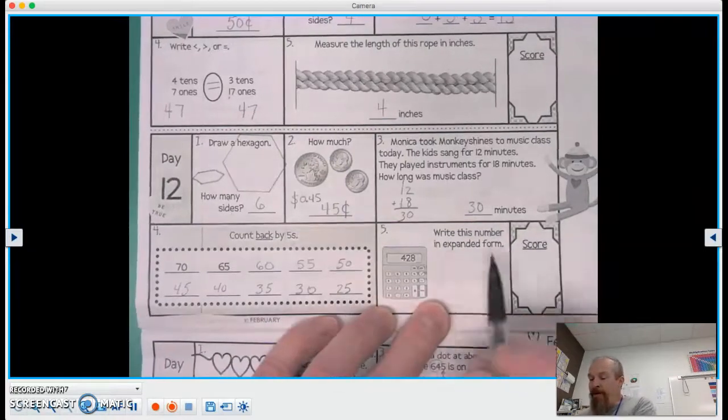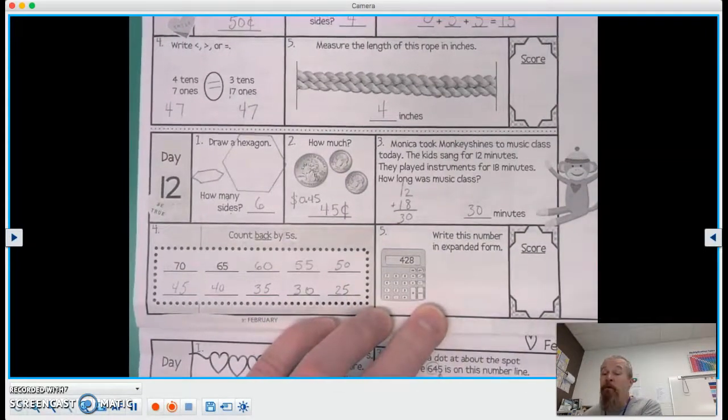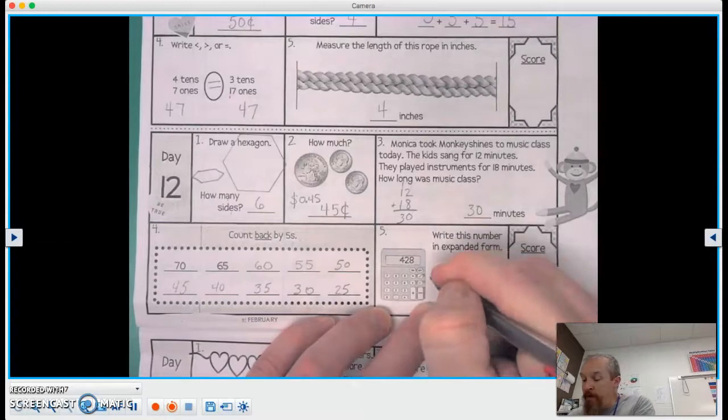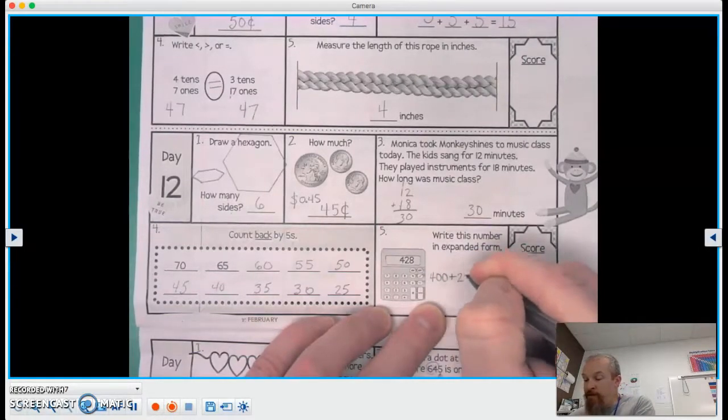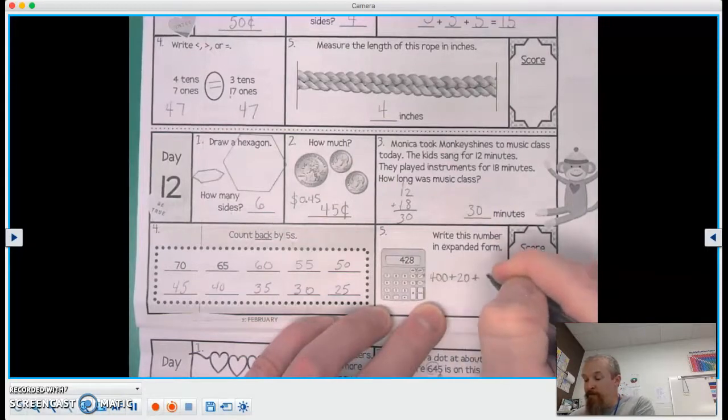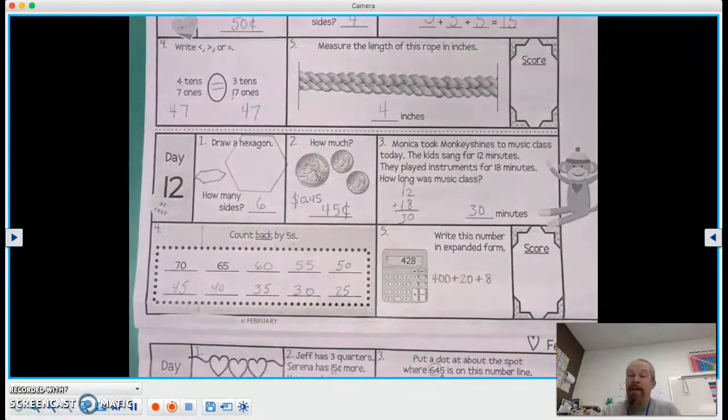All right, number 5, write this number in expanded form. Now, if we remember expanded form, it was 400 plus 20 plus 8.